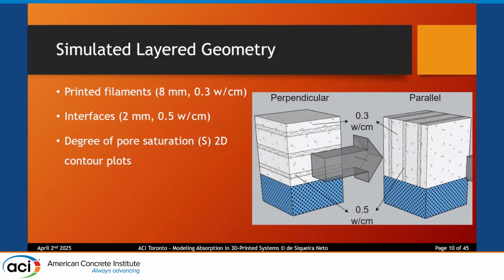We consider two layer orientations for our analysis: when the layers are perpendicular and parallel to the main absorption direction. We assume that all faces of the system are sealed except the one at the bottom, where we assume that the system is fully saturated, and our results are in terms of degree of saturation two-dimensional contour plots.